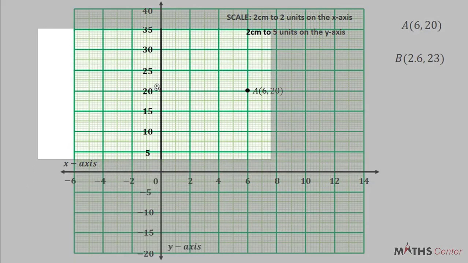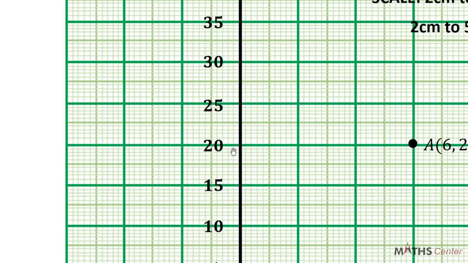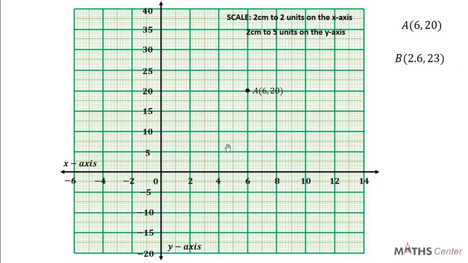Let's do that. So we go to 20. Each division is 0.5. So from 20, the next one will be 20.5. The next one will be 20.5 plus 0.5, which is 21. Then the next one will be 21.5. The next one will be 22. Then the next one will be 22.5. Then the next one will be 23. So it means that 23 on the y-axis is 6 divisions from 20.